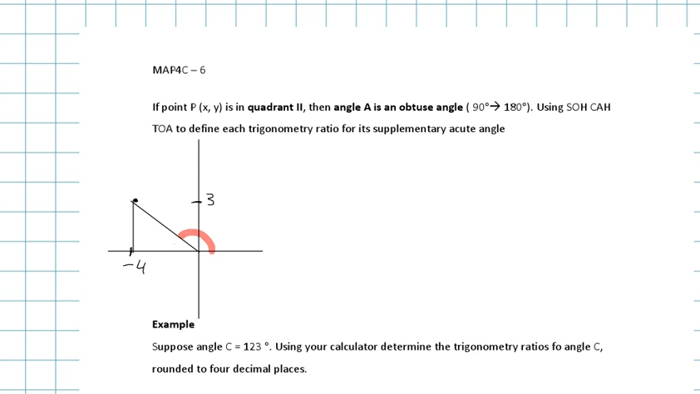Now, this little angle right here, which I'm going to call theta, what can I call this angle? If this is my obtuse angle, that's going to be my supplementary acute angle, right? Because this and my obtuse angle make 180. So that theta is my supplementary acute angle. Good.